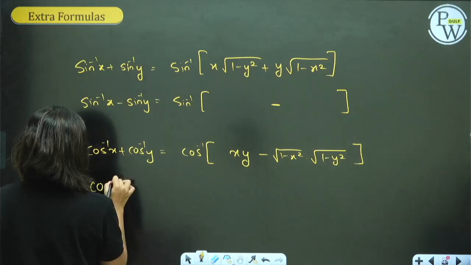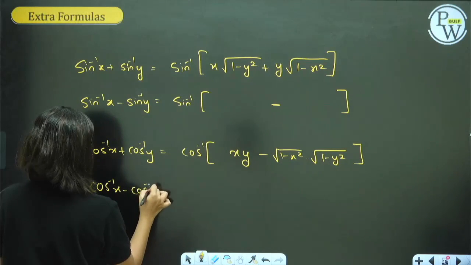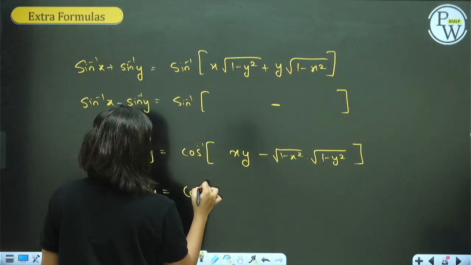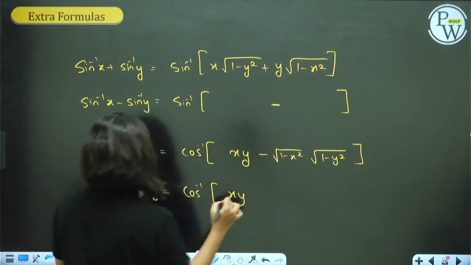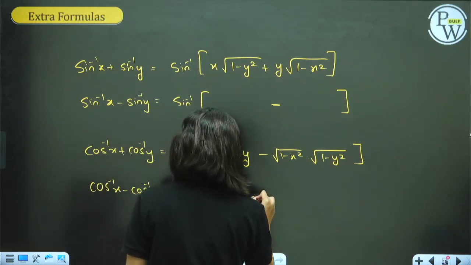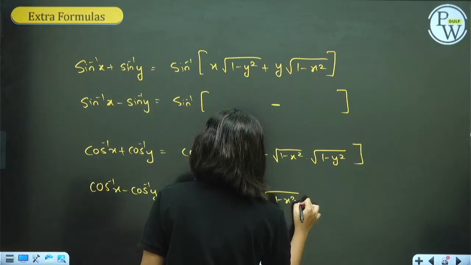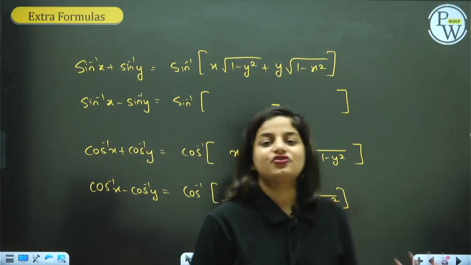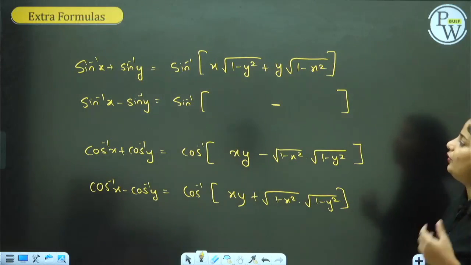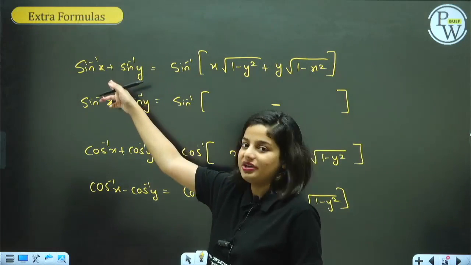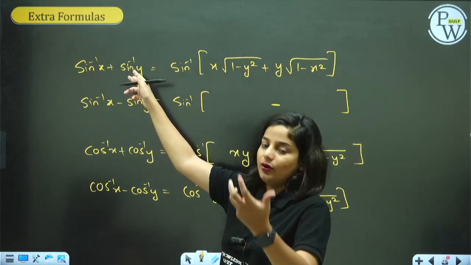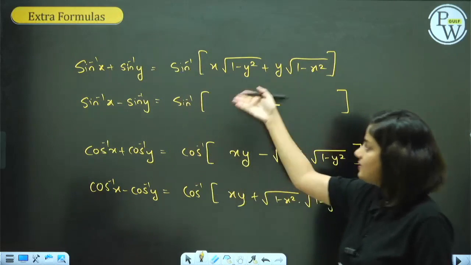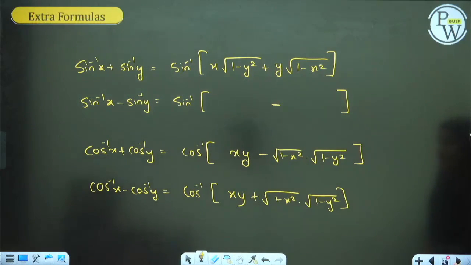And for cos inverse of x minus cos inverse of y, it will be cos inverse of xy. Here minus, so I'm going to put plus. So a couple of these extra formulas, just whenever you encounter a question, let's say sin inverse of 3 by 5 plus sin inverse of 1 by 2, use this and you will get the final answer very easily.